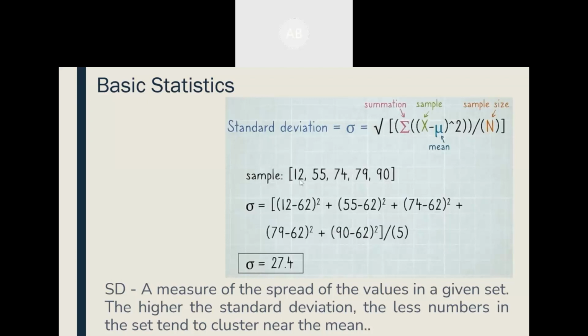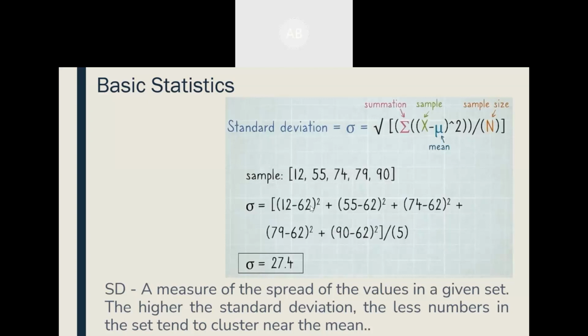Here you have an example. Our data set has values of 12, 55, 74, 79, and 90. In order to find the standard deviation, first you have to find the mean of this data set. You calculate the mean by simply adding all the values and dividing by the total number. How many counts? 1, 2, 3, 4, 5. So 12 plus 55 plus 74 plus 79 plus 90 divided by 5. In this case, you get a mean of 62.